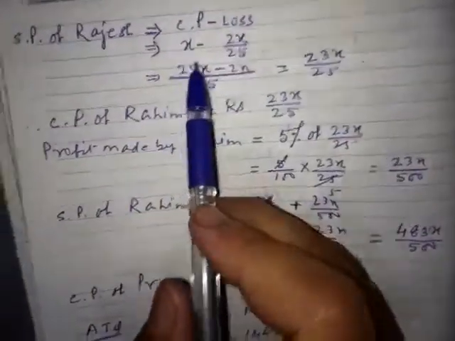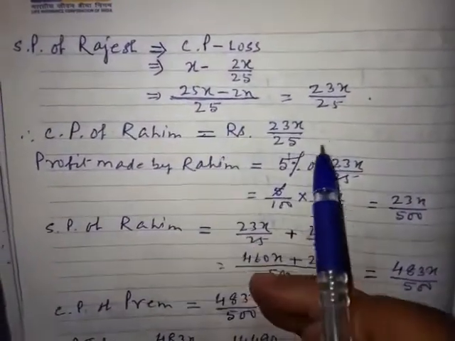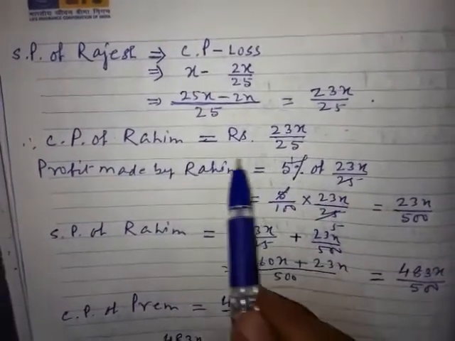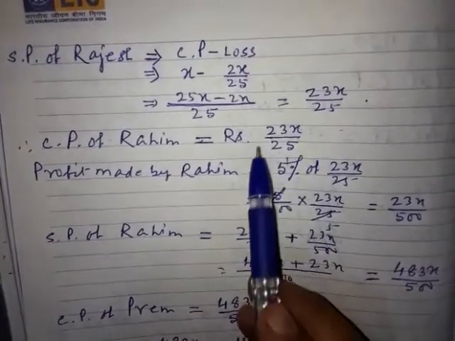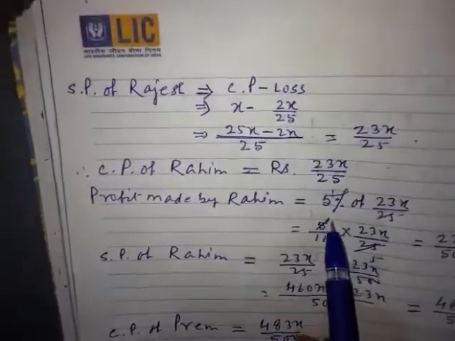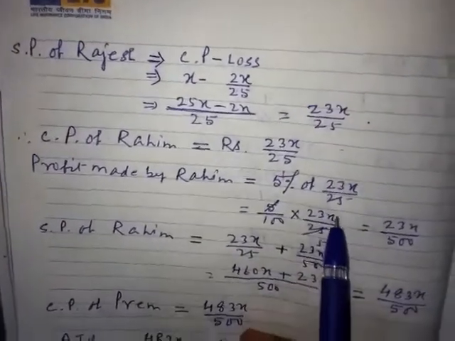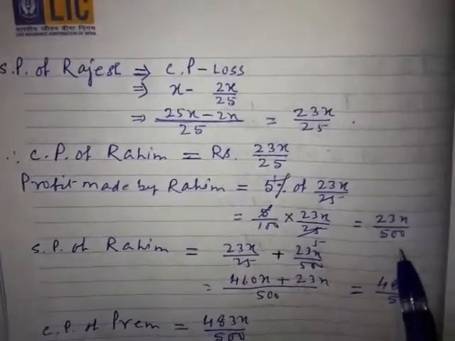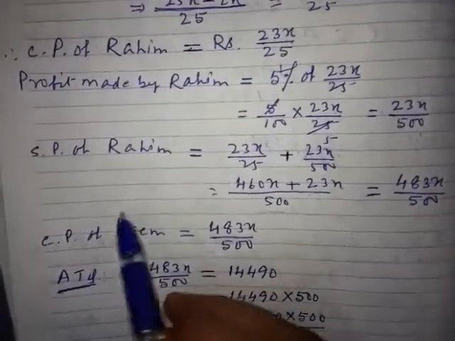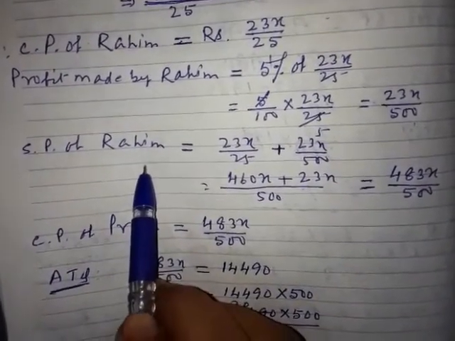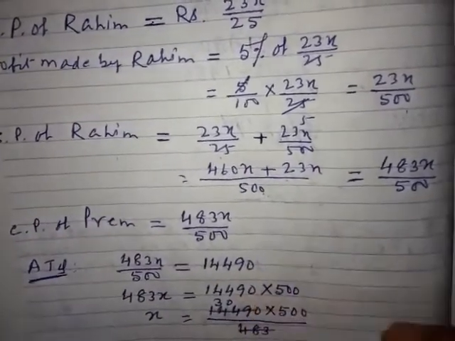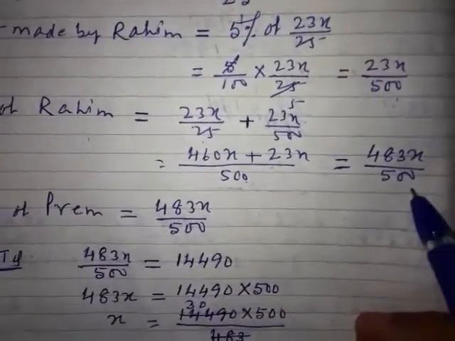Now SP of Rajesh. How to find out? CP minus loss. Easily you can find out the SP of Rajesh. What is the SP of Rajesh? That is the CP of Rohim. Now what happened? Rohim is making a profit on this CP. How much? 5%. So the profit made by Rohim is 5% of 23x by 25. If you calculate it, you will be able to find out the profit made by him. If you know the profit, easily you can find out the SP of Rohim. What is the SP of Rohim? Rohim's cost price plus profit made. I put it here. So you got the SP of Rohim.